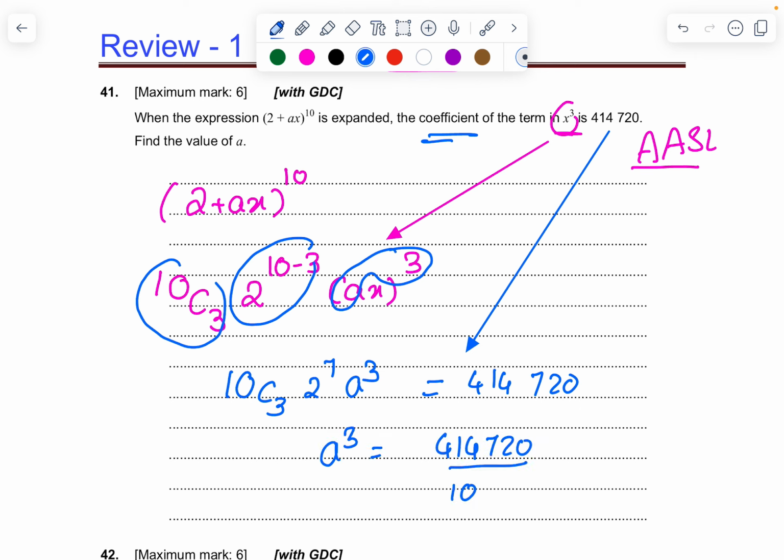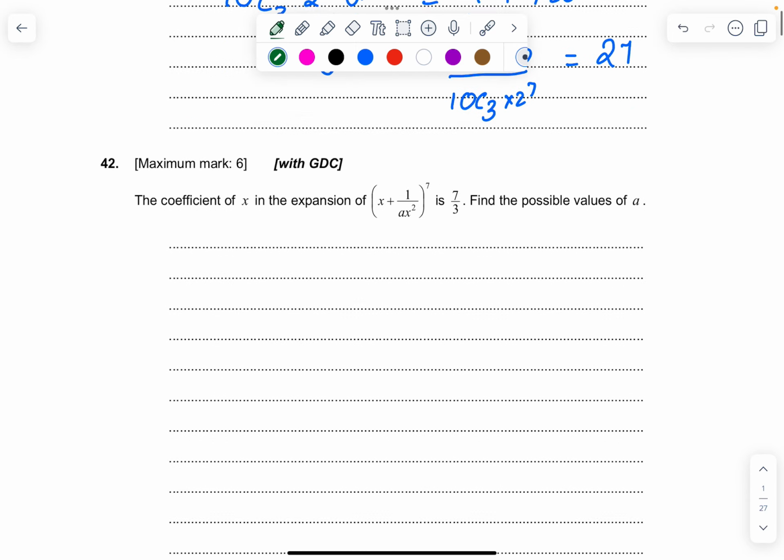So from here, a cube equals 414,720 divided by 10c3 times 2 power 7. You do that, you should be getting 27. So a cube equals 27. So a equals the cube root of 27, which is going to be 3. So that is the answer.